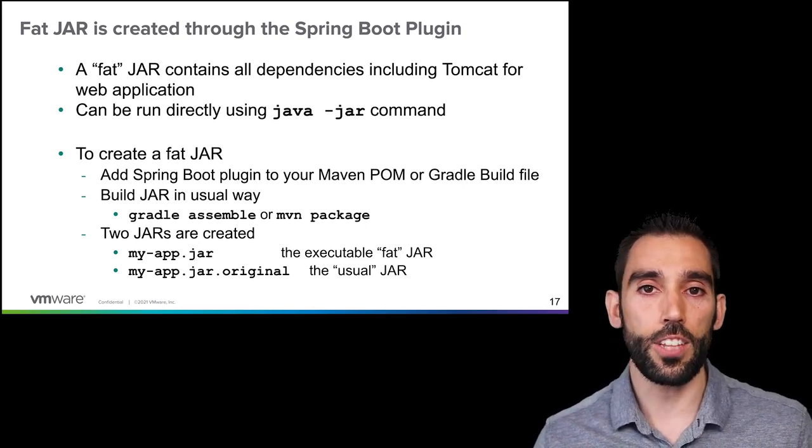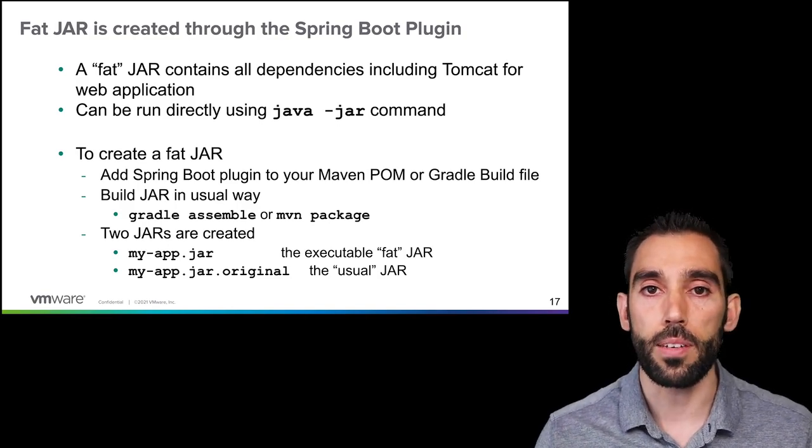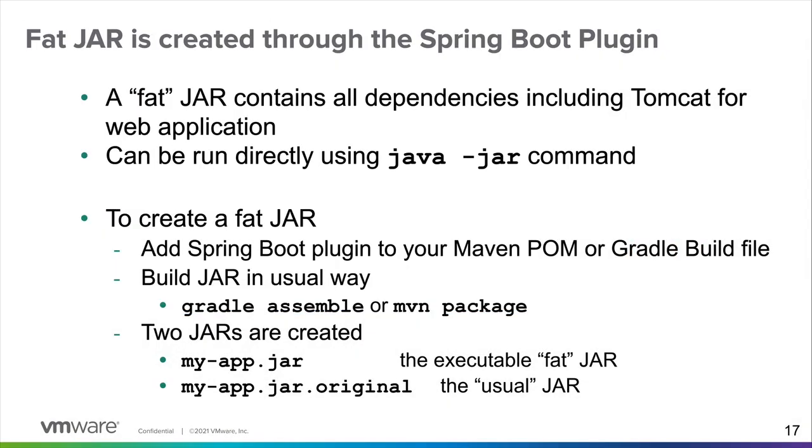How can we create this jar file? We'll be using the Spring Boot plugin, and you can use Gradle or Maven to create the jar file. In Gradle, you'll be doing gradle assemble. In Maven, you'll be doing mvn package. This will create two jar files. One, which will be the UberJar containing all the dependencies. And the second one will be the normal jar that will contain just your classes, the compiled classes of your application, but without libraries, without dependencies. It's just going to be your code.